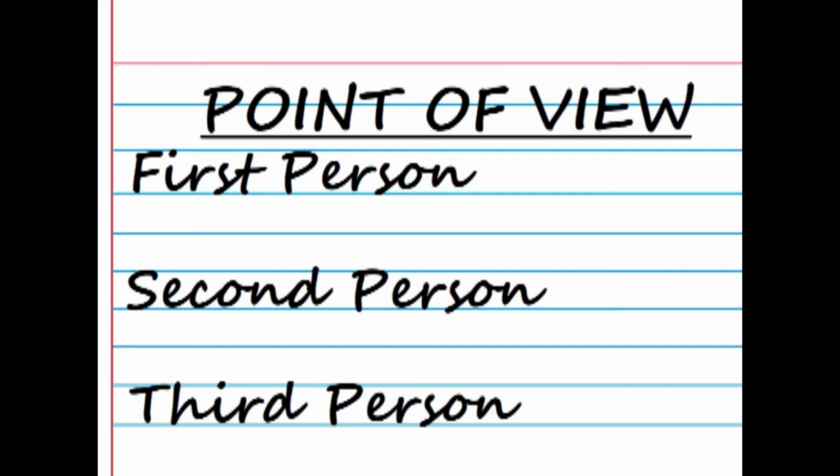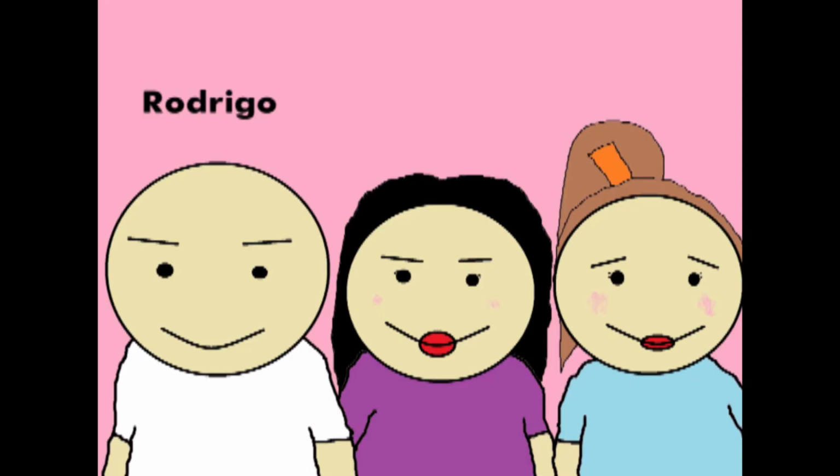Let's start with point of view. In point of view, we have the so-called first person, second person, and third person. Now, how are we going to understand each person? Take a look at this example. We have Rodrigo, Bridget, and Fatima.